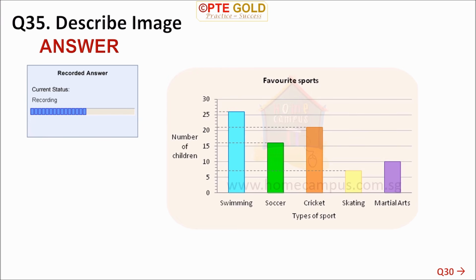Skating is the least favorite sport with just about 7 kids. In conclusion, swimming is the most favored and skating is the least selected sport by children in this survey.